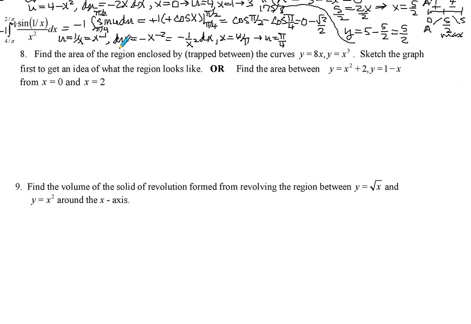And then the last two questions are the chapter 5. Find the area of the region enclosed or trapped between x cubed and 8x. So if we graph this guy, y equal x cubed comes up like this. And then y equals 8x is a line. It's going to come up like this.